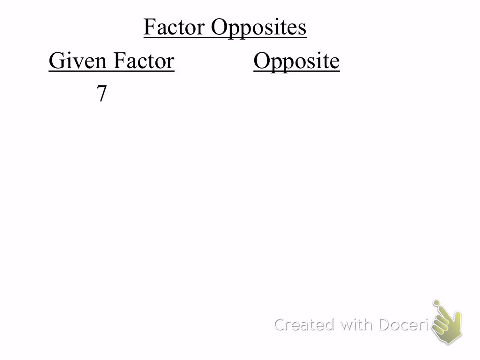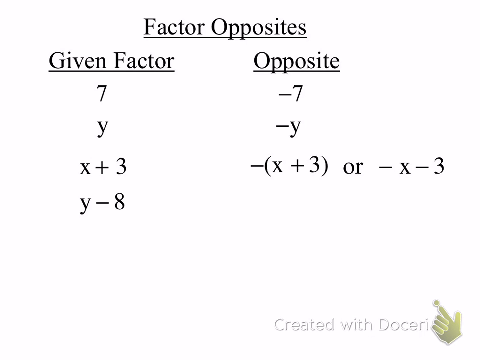If this is a factor of 7, what would the opposite be? Yep. -7? Good. Next one. Everybody. Okay, next one. Okay, good. Or negative times the quantity of x plus 3, which equals, like you said, negative x minus 3. Okay, next. Y minus 8. Yes.